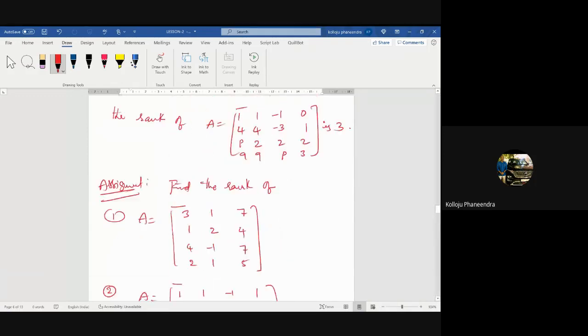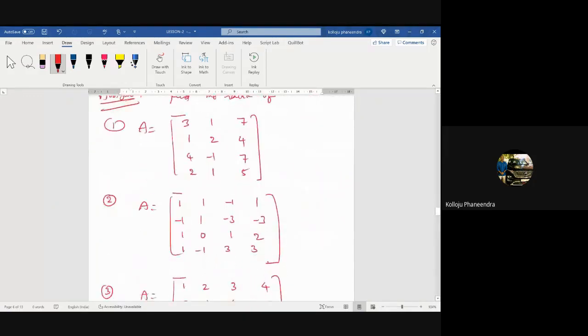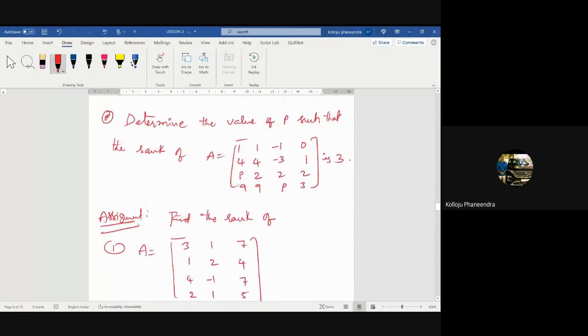Anybody, what is the answer? No value, sir. Minus 6, sir. No value, sir. Yes, sir. Minus 6, sir. Who is that, no value? Come on. Rohit, come on. You tell how to calculate.